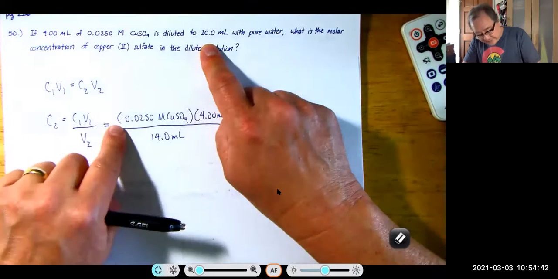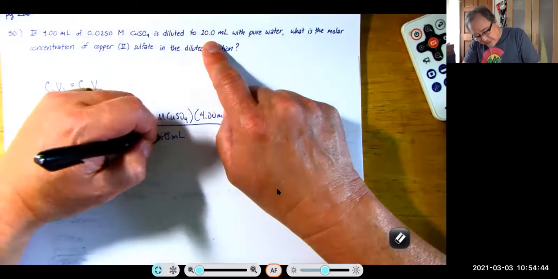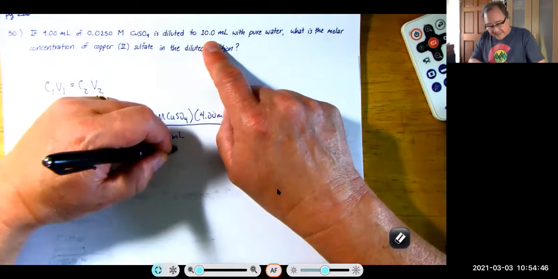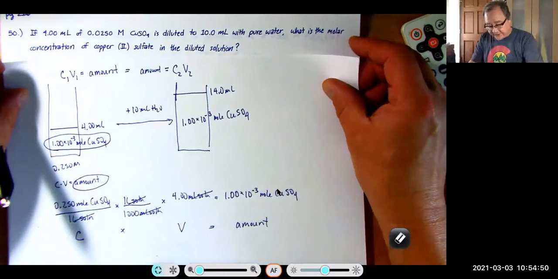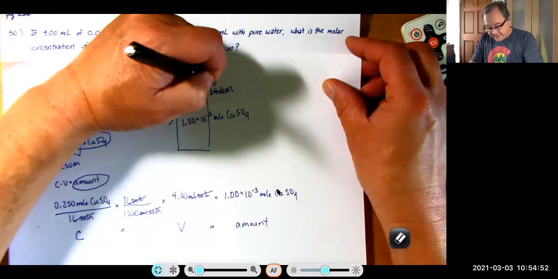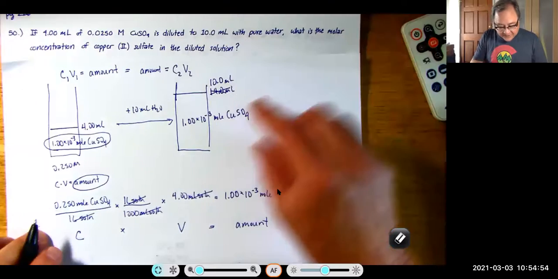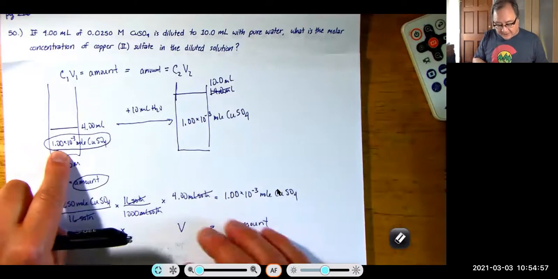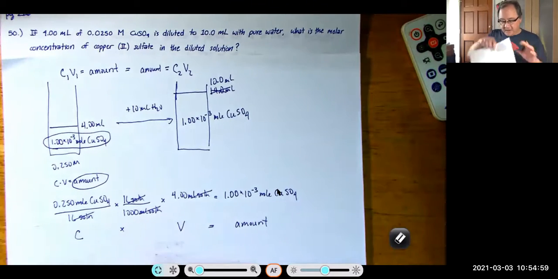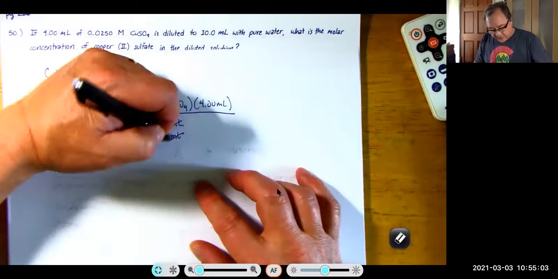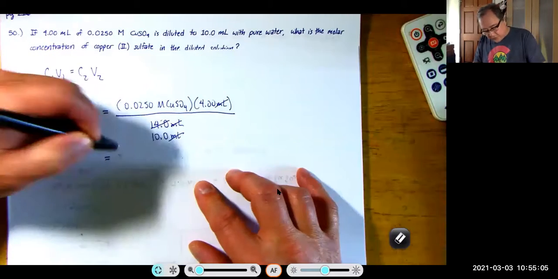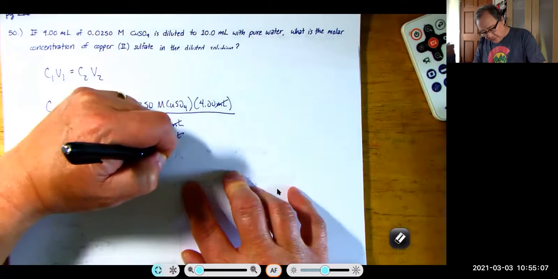Oh, actually, it is 10. I thought it was adding 10, but it's not adding 10. It's to a final volume of 10, which means I have to go back here and change this to 10. And actually, this does look more like 10 than 14 the way I've drawn it. Okay, so going back to here, the milliliters cancel. And what are we left for units? We're left with molar copper sulfate.